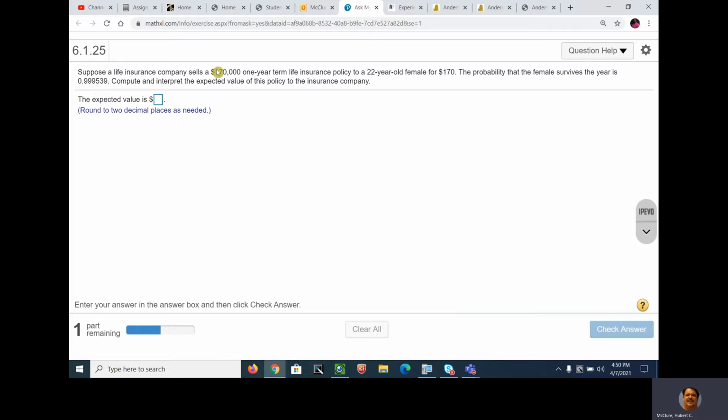Suppose a life insurance company sells a one-year term life insurance policy to a 22-year-old female for $170. That's the payment, the yearly premium. The probability that a female survives is that. Compute and interpret the mean or expected value of this policy to the insurance company. So this question is from the view of the insurance company.